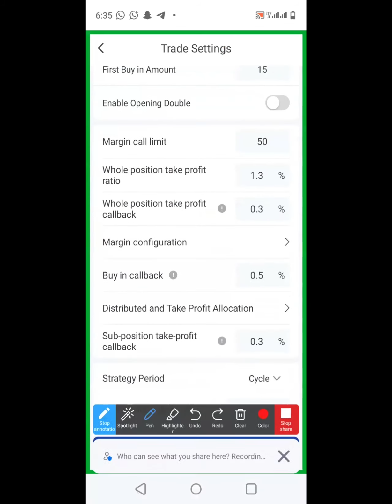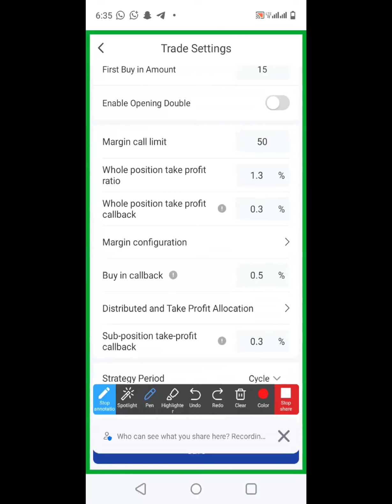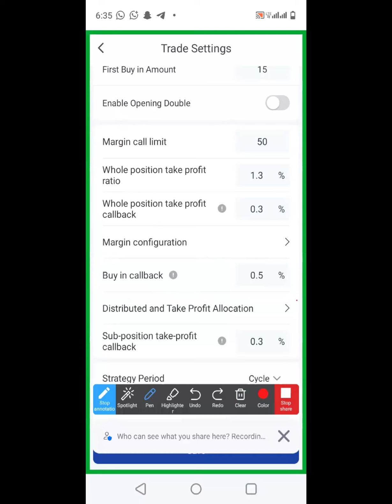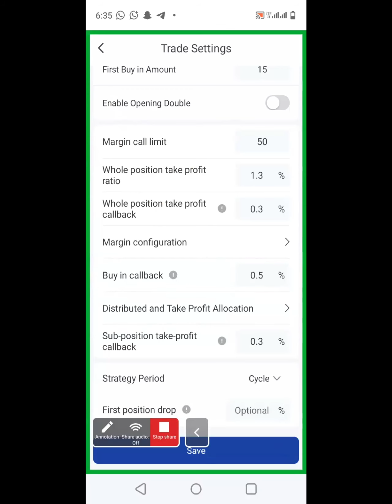For reminding me. Now we have callback. This is what I was explaining before: when the market drops to 0.5%, the robot should buy for you at a low price. So that is it about that. Now also, we have what is called the distributed take profit allocation. What does that mean? Let me click on it.